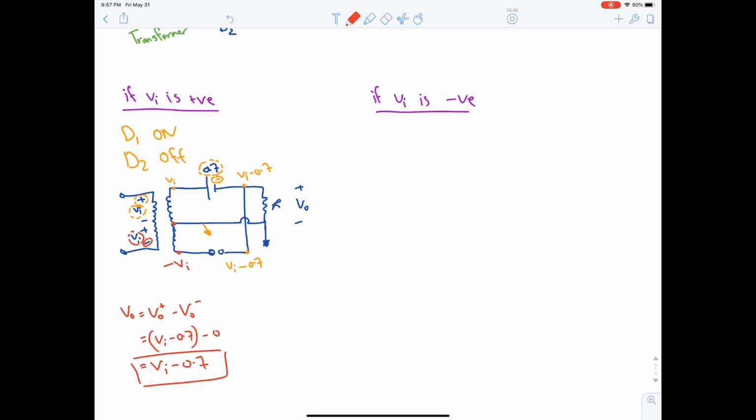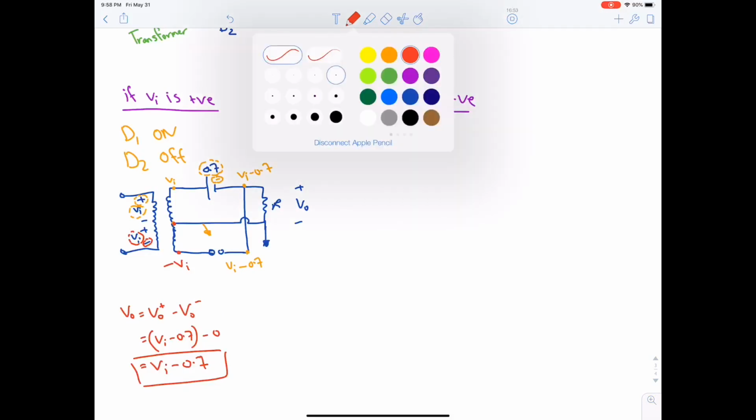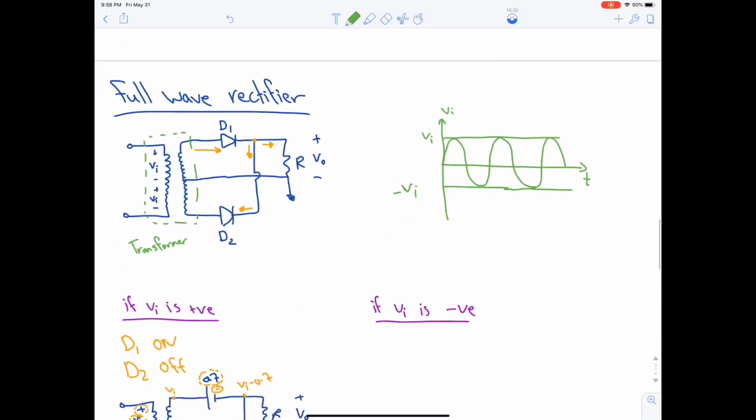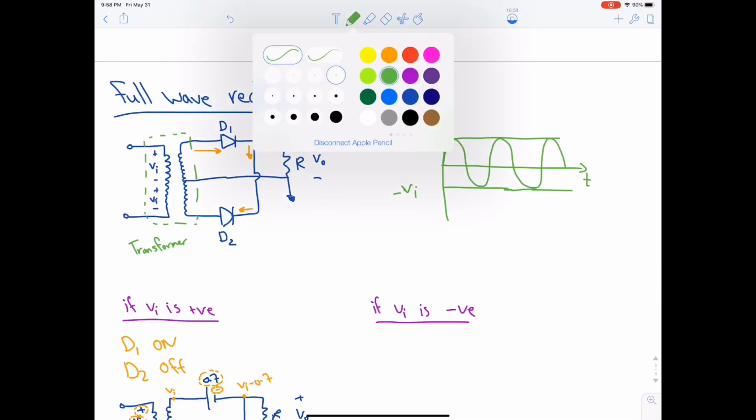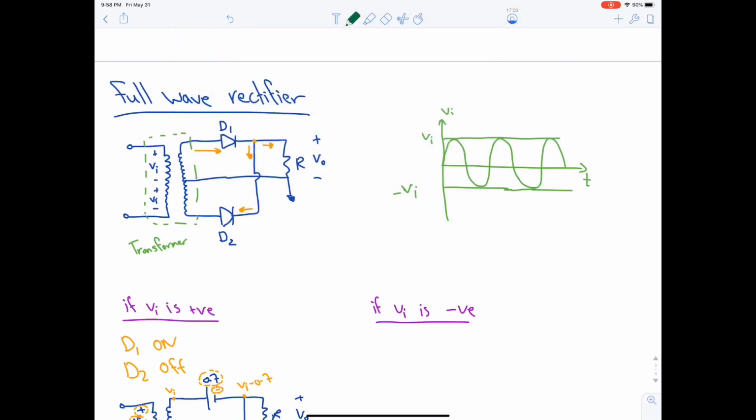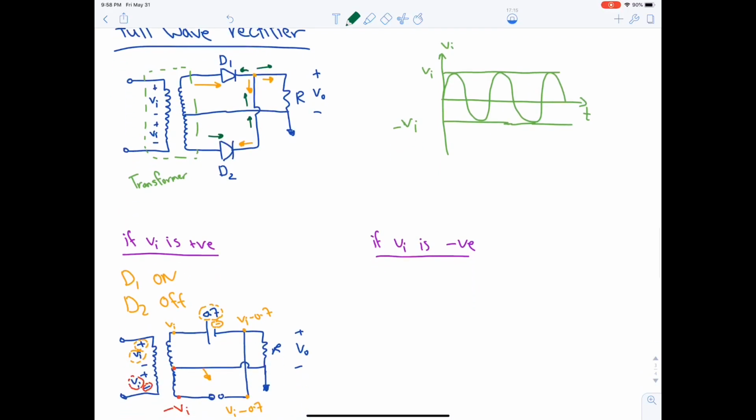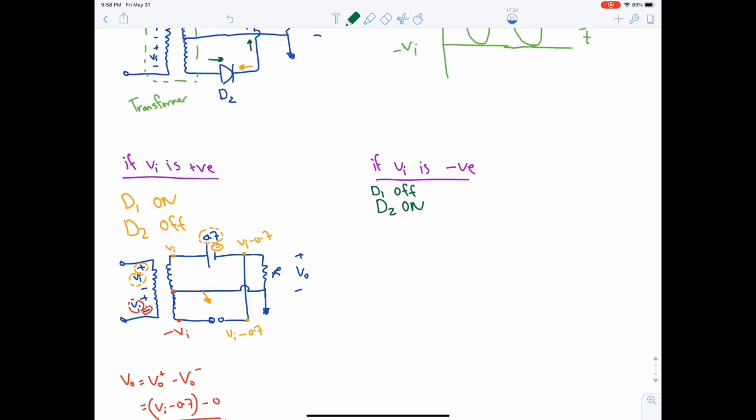Okay? Now, if VI is negative, let's pick another color, green, dark green. If VI is negative, the current is flowing the opposite direction. It will split here. Hence D2 is on and D1 is off. Let's redraw the circuit.